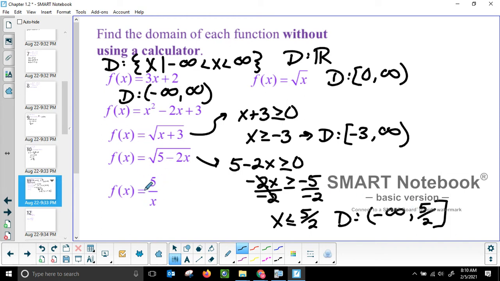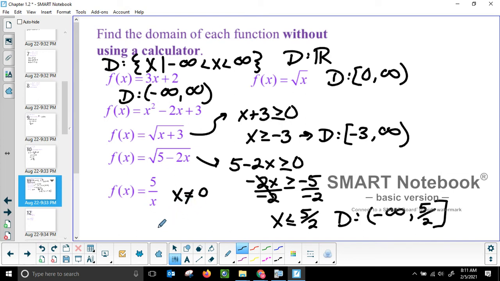Finally here, we don't have a square root, so we don't have to worry about this being positive, because we can divide by negative numbers, that's perfectly fine. However, there is one number that we're not allowed to divide by, namely 0. So whenever you have a rational looking function, which means it looks like a fraction, and whenever you have a variable in the denominator, all you have to do is take whatever is in the denominator and say that thing cannot equal 0. So in this case, x cannot equal 0.